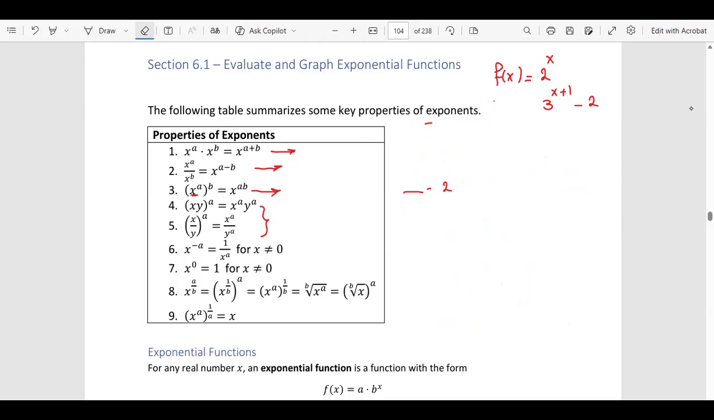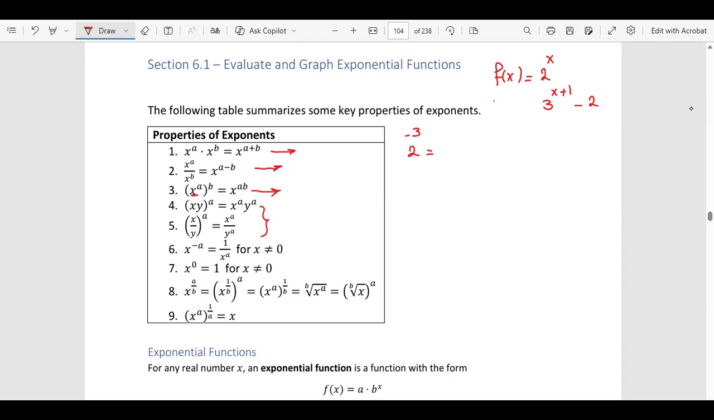But what does the negative exponent mean? For example, if I have 2 to the negative third power, can I say I want to multiply 2 by itself negative 3 times? No, that doesn't make sense. So we cannot keep the negative exponent. We always have to change it to the positive.